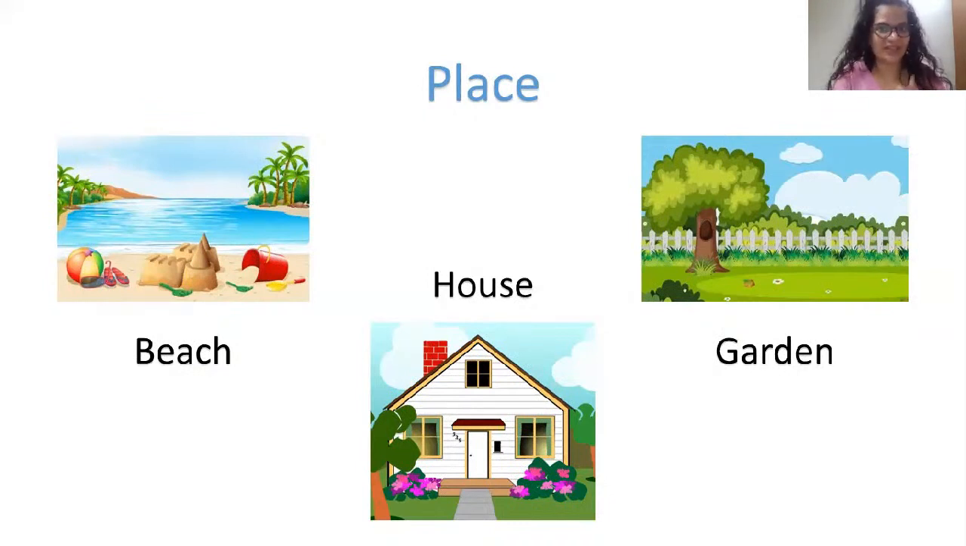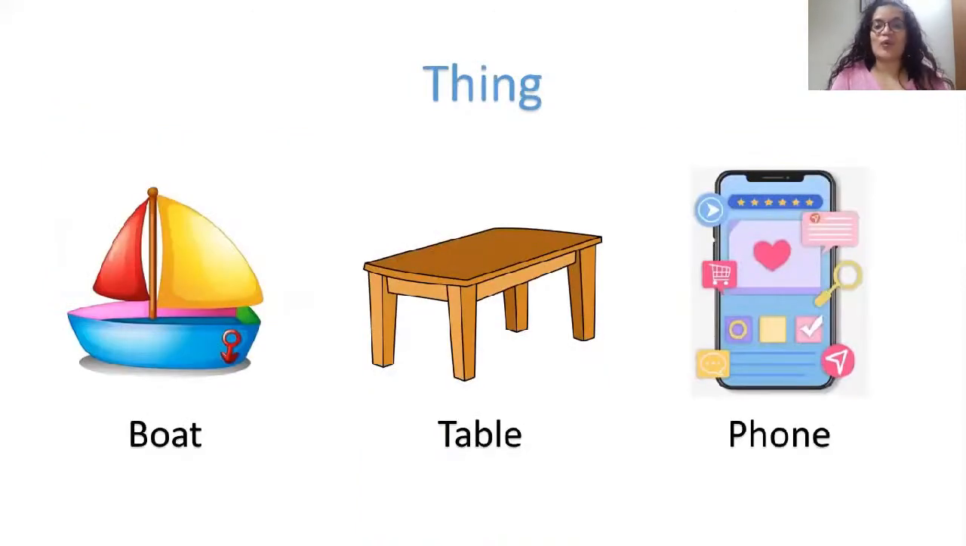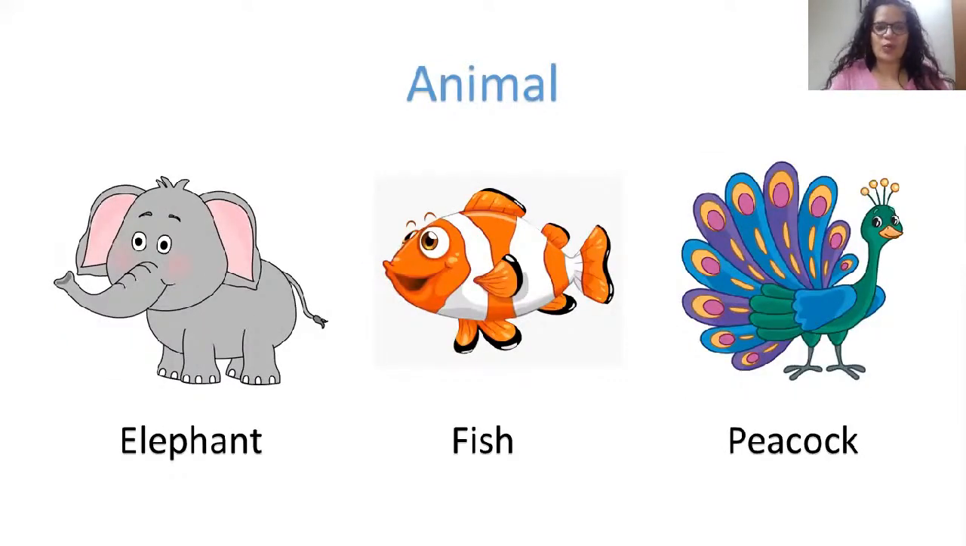Okay. Next one. Clear till here. So you're done with person and you're done with place. Good job. Thing. So boat, table, chair, bag, phone, specs. All these are things. Yes. Clear. So we are done with people, place, thing. Let's move to the last one. Animals. So what all are animals? Elephant, fish, peacock, lion, tiger, dog, cat, mosquito, what else? Parrot, yes? All these animals, they all come under animals.